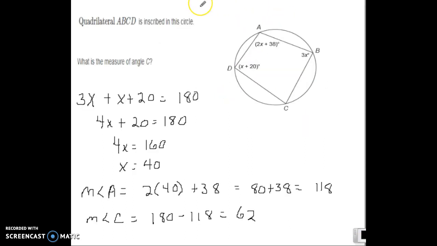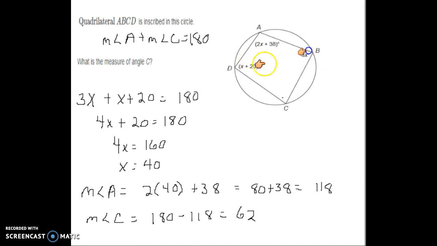Now, there are several problems that are very similar. The last problem is a little bit different, but we're going to work it the same way. We have quadrilateral ABCD inscribed in a circle. What is the measure of angle C? So here they want this angle that they didn't give us any information for. But we know several things. We know that the measure of angle A plus the measure of angle C equal 180. But we don't have anything for C, but we do have something for D and B. So we can use that.